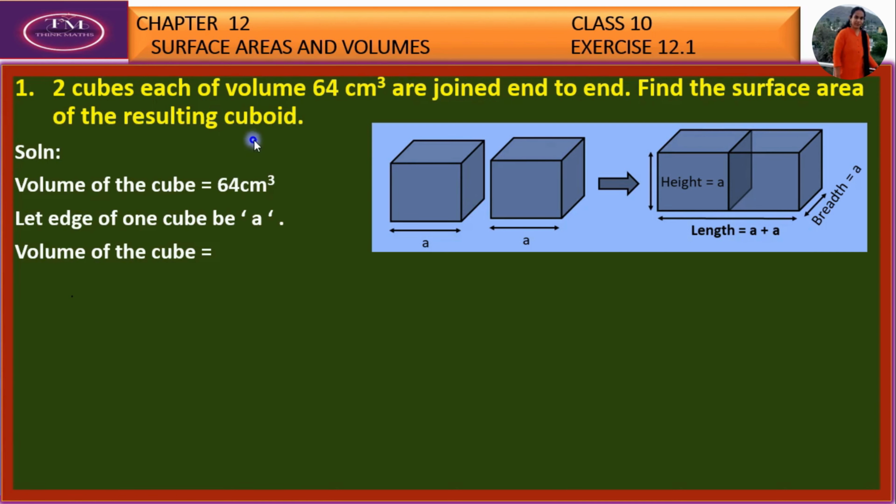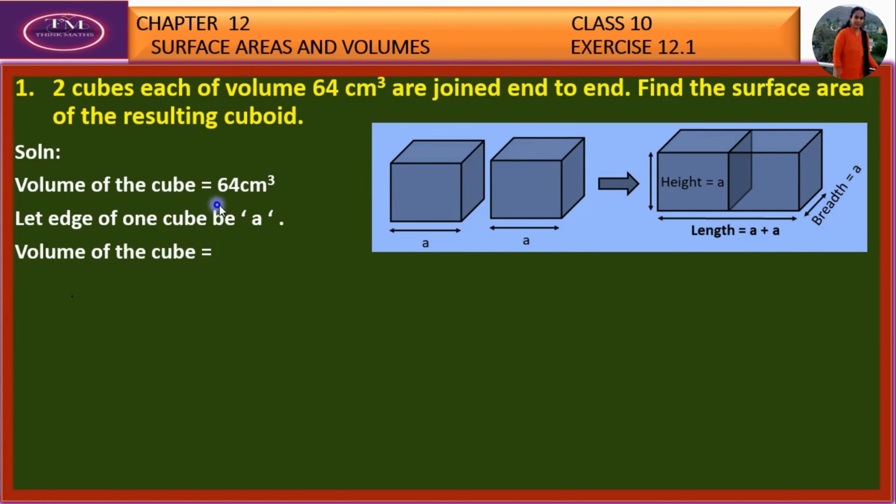How is this cuboid made? These two cubes are joined together at this end. In this way, the two cubes are joined, and we will get the shape of a cuboid. Now we have to find the edge of the cube so that we can find the surface area of the cuboid.